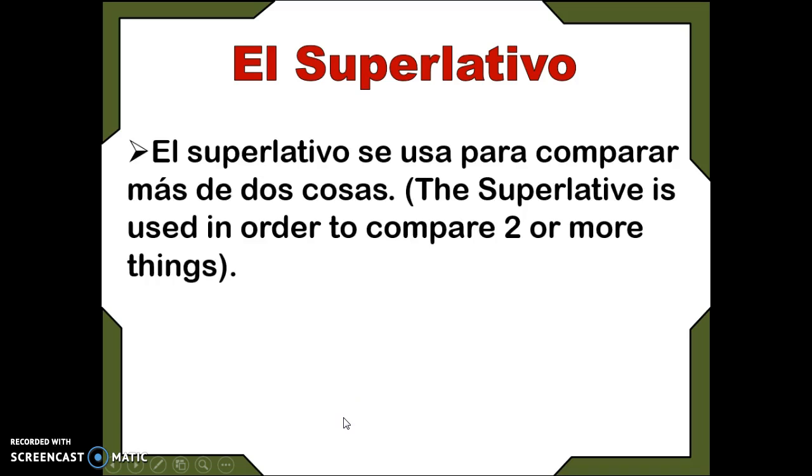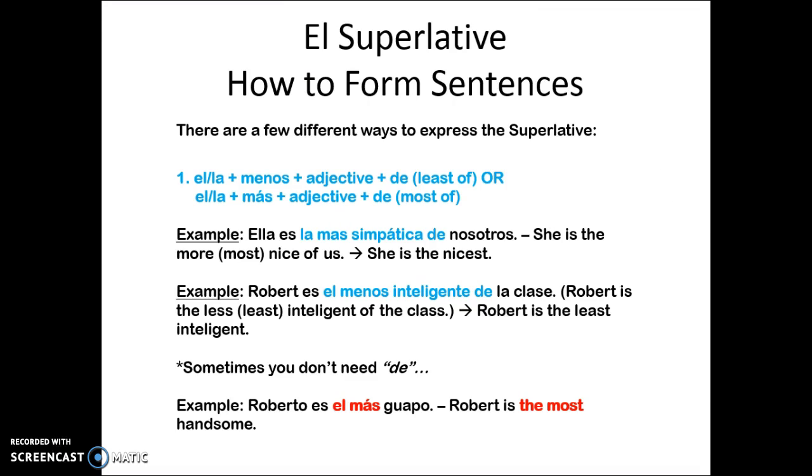All right, let's move on to the superlative. Just like you did in voting for teachers and so forth, the superlative is used in order to compare two or more things. You're saying they're the best, they're the worst, they're the tallest, they're the greatest, right? You're comparing them to more than two. There are a few ways to form the superlative. Number one, el or la plus menos or más plus adjective plus de, which means of.